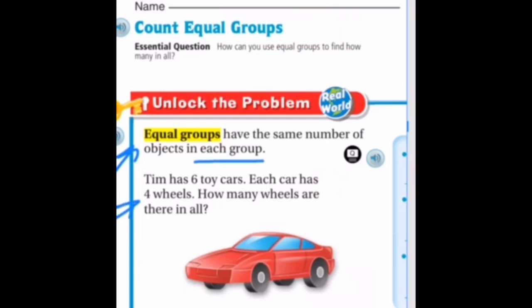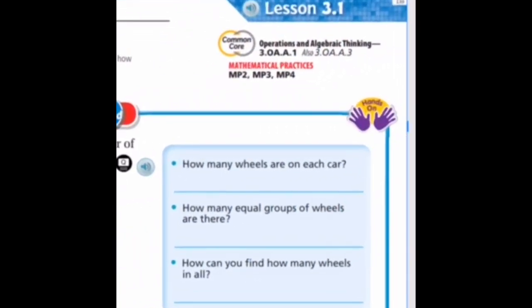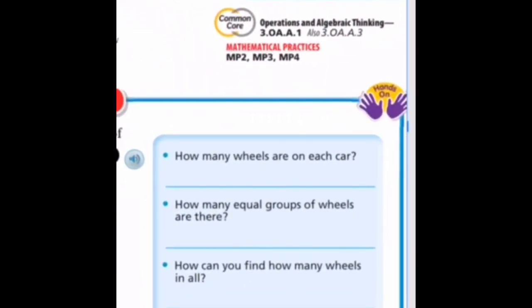Tim has 6 toy cars. Each car has 4 wheels. How many wheels are there in all? Let's slide over here. How many wheels are on each car? Well, we should know there are 4 wheels on a car, right? How many equal groups of wheels are there?